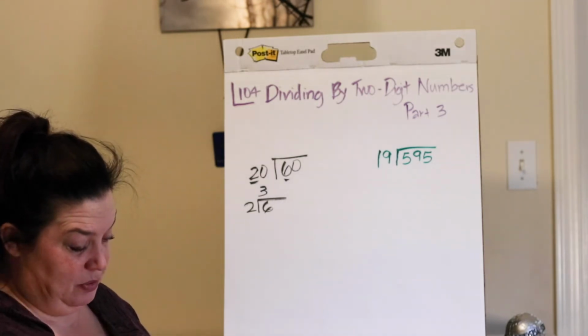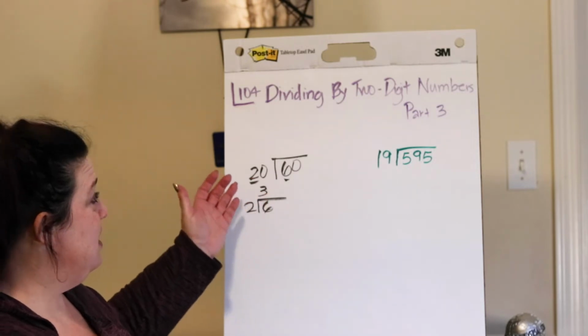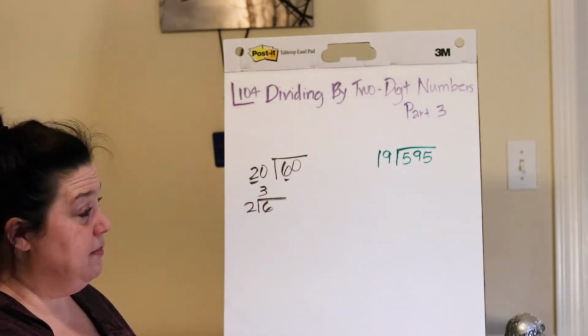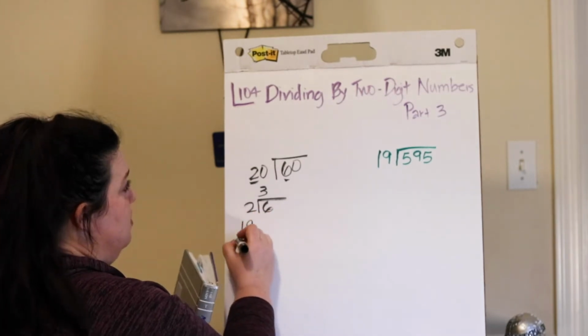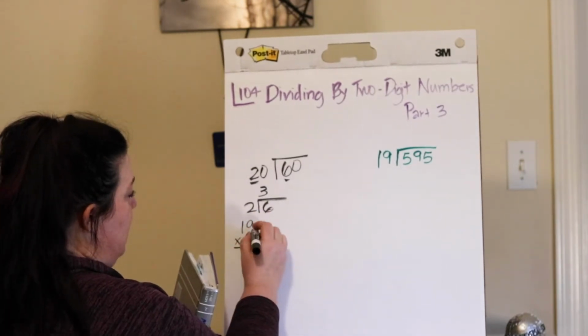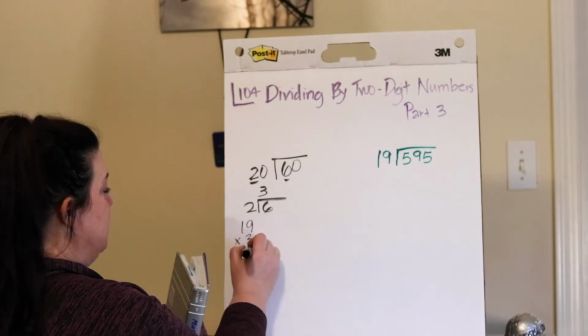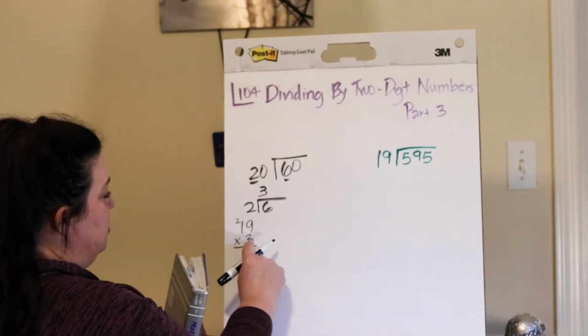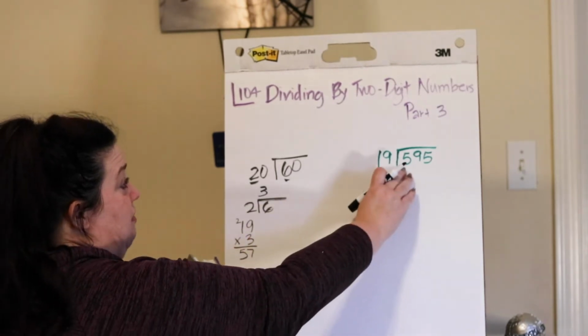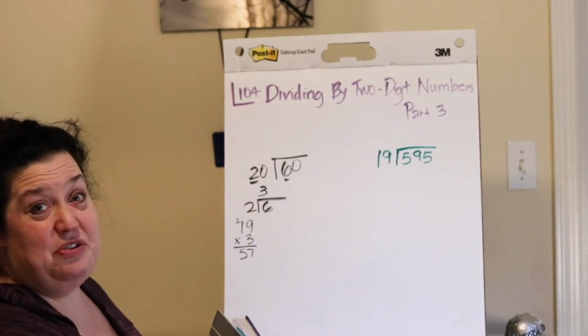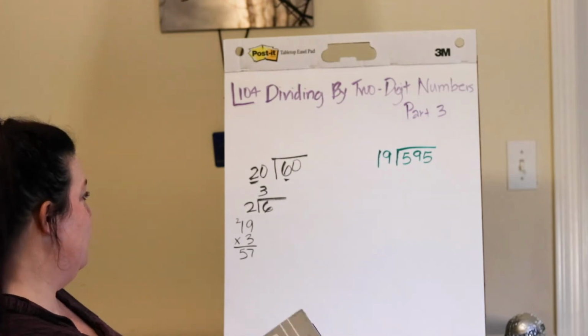Okay, so now that we think that's going to go 3 times, I'm going to check and make sure. So I'm going to take my 19 over here in my note side, times it by 3, and go, 9 times 3 is 27. Put down our 7, carry our 2, 3 times 1 is 3, plus our 2 is 5. Sure enough, 57 is going to fit into our 59. So let's go ahead and start there.